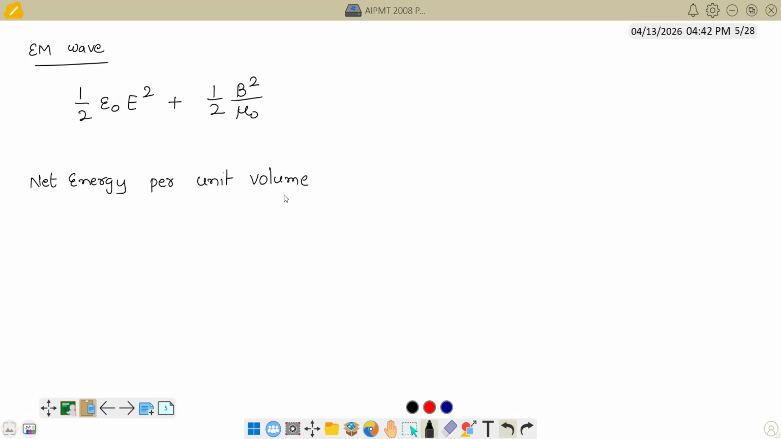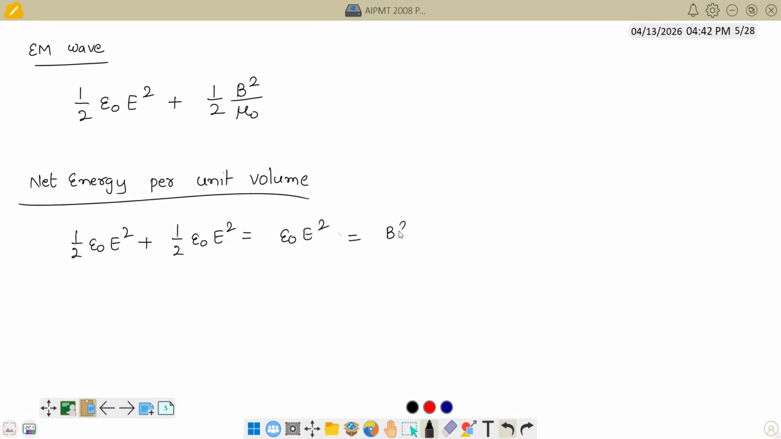would be half epsilon naught E square plus, in place of this also again you can write half epsilon naught E square only, because both would be equal. So you can write this as epsilon naught E square, or in place of this, if I write half B square by mu naught, you will get B square by mu naught. This is what we will get in an electromagnetic field, but the only difference is that the energy per unit volume is a fluctuating one.